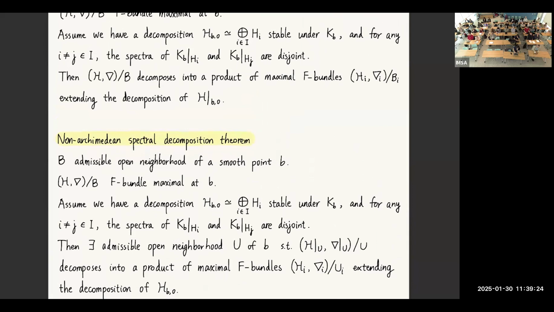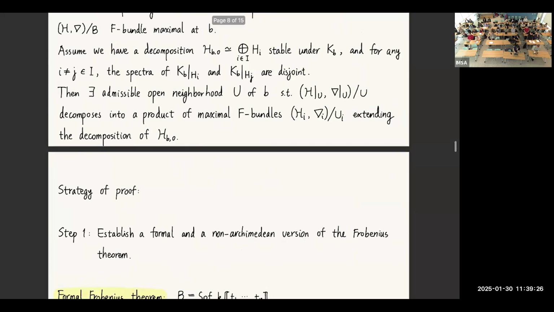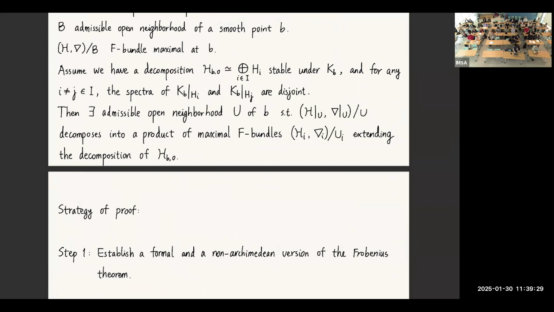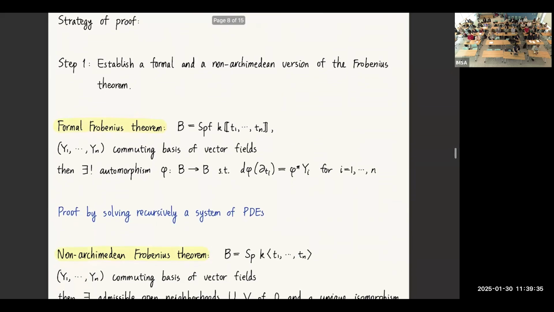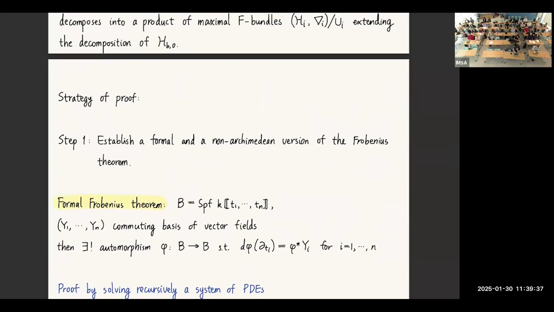So let me say something about the strategy of the proof. First, we need some version of the Frobenius theorem, which is just the Frobenius theorem in differential geometry. You remember in differential geometry, when we have a commuting basis of vector fields, we can integrate them and get the coordinates. And we need a formal version of that, and also a non-Archimedean version.